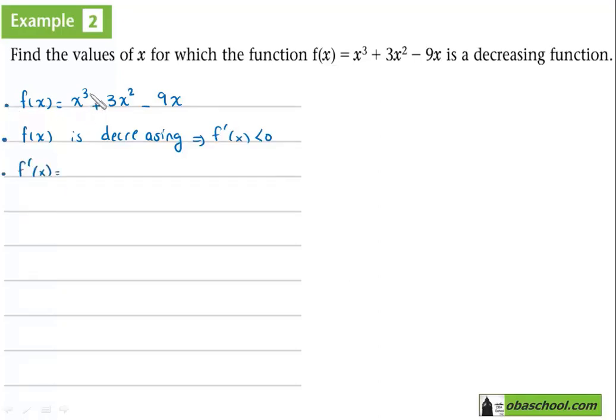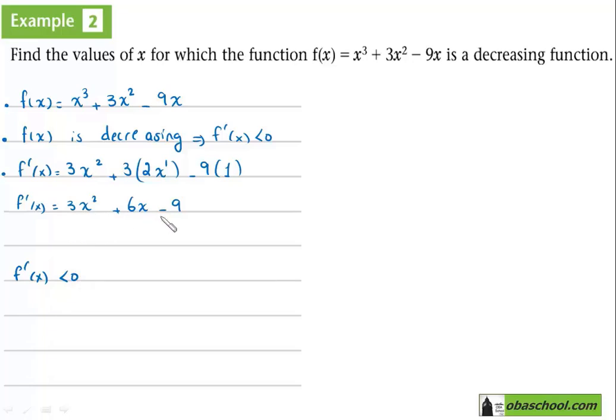Let's do the differentiation. We will bring the exponent down, so 3, and we subtract the exponent by 1, so 3x squared. Plus 3, we bring down the exponent 2 and we minus 1, so 2x to the power 1, minus 9. The differentiation for x is 1. So f prime is 3x squared plus 6x minus 9. Since we have a decreasing function, we need to prove that f prime of x is less than 0.